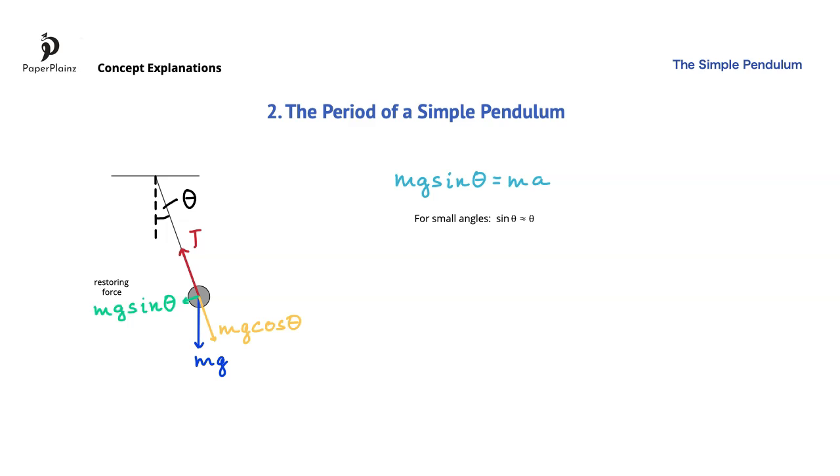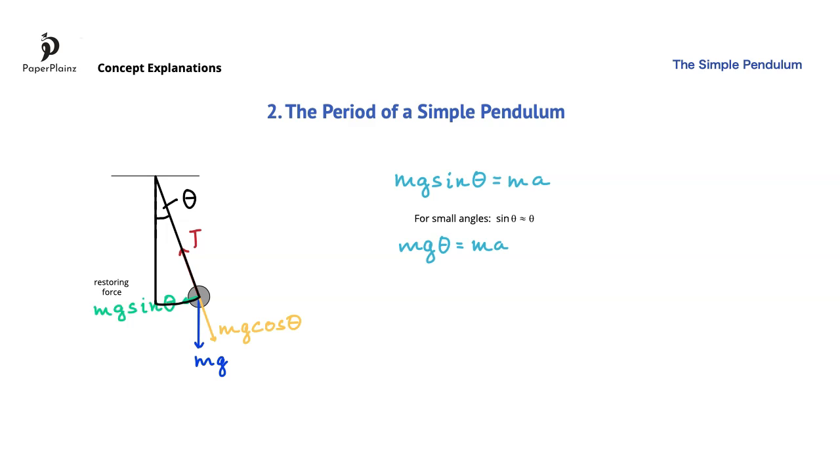This is based on a concept called small angle approximation, which I won't explain in detail here, but that we can use since the angle for a simple pendulum in simple harmonic motion is less than 15 degrees. So our equation changes into mg theta is equal to ma. Let's go back to the diagram and draw a sector.